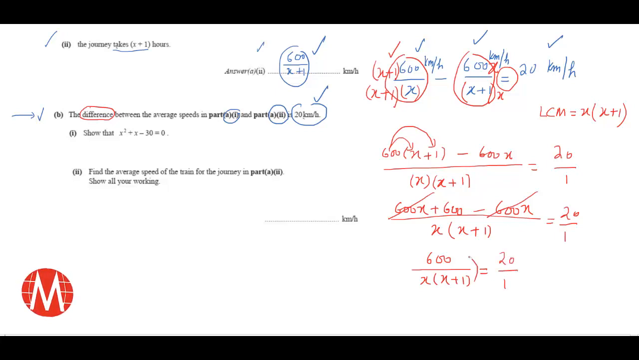Now student, we have a single fraction on the left hand side and a single fraction on the right hand side. Now we can cross multiply.